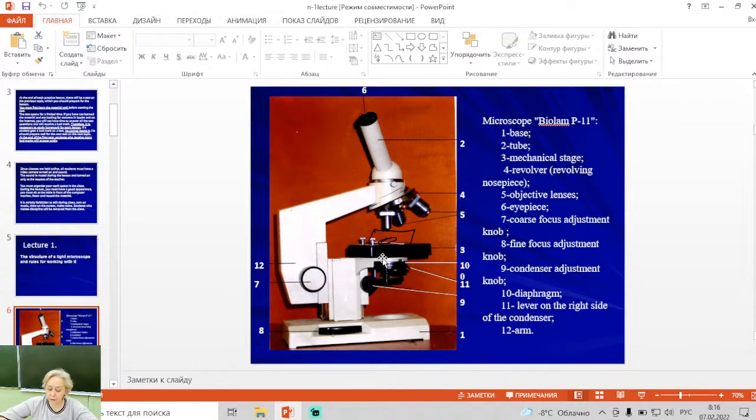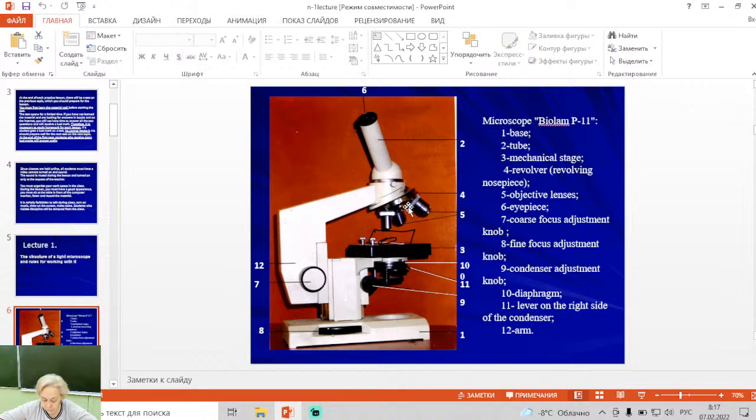The optical part of the microscope presents the eyepiece, number 6, and the lens, number 5. The eyepiece is at the top of the tube and faces the eye. The eyepiece is a lens system enclosed in a metal tube. The numerals on the upper surface of the eyepiece mean its magnification, maybe times 7, times 10, times 15, and other variants.